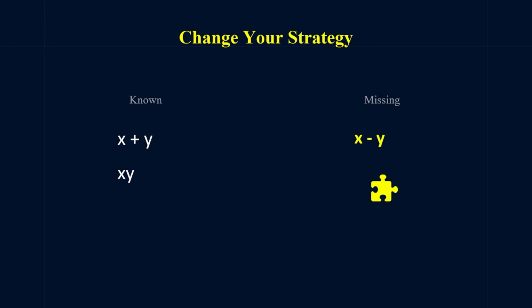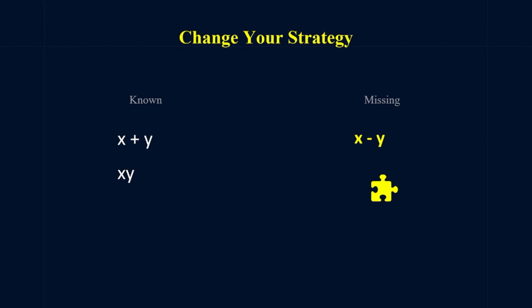Now imagine someone secretly tells you the value of x minus y. Could you finish the problem? Absolutely, you could solve it in less than 30 seconds, so our goal changes. We are no longer trying to find x, we are trying to find the missing information. That is how mathematicians often think. Before they calculate, they look for the missing piece.